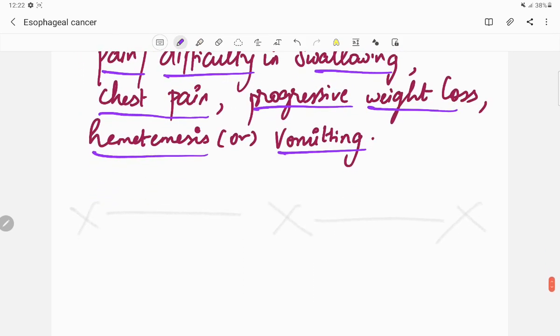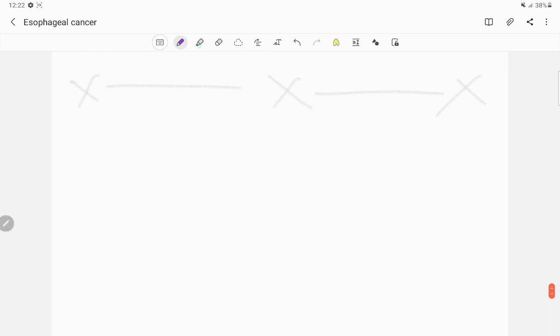So this is all about the esophageal cancer.